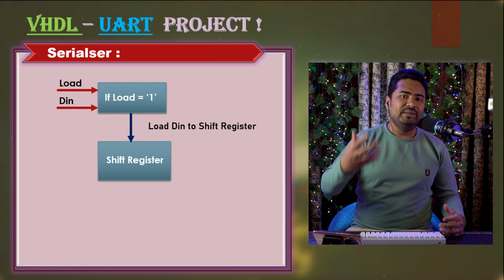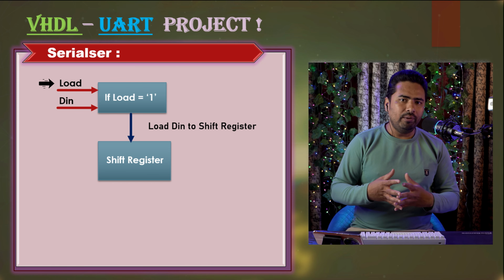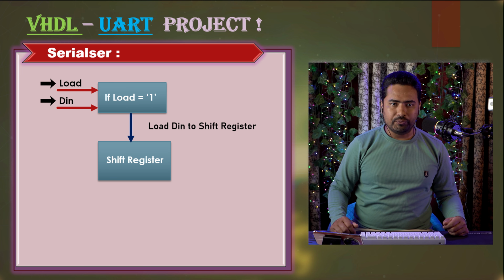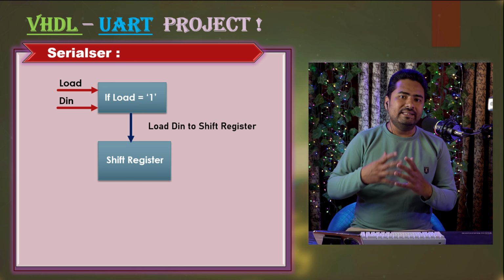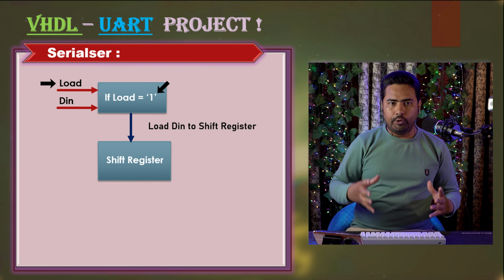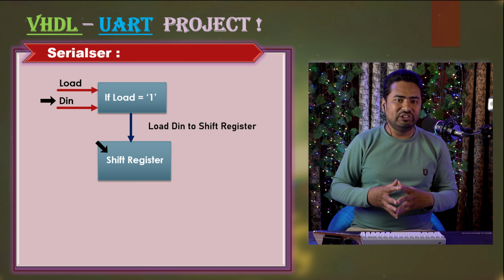So look at this simple block diagram first. This module has a load input and a DIN input. They are marked with the red color. Now, when we assert this load input to our module, then this DIN input will load into the shift register.